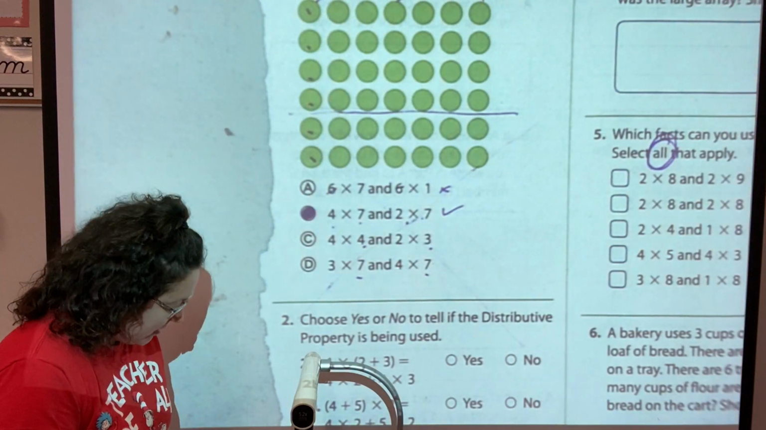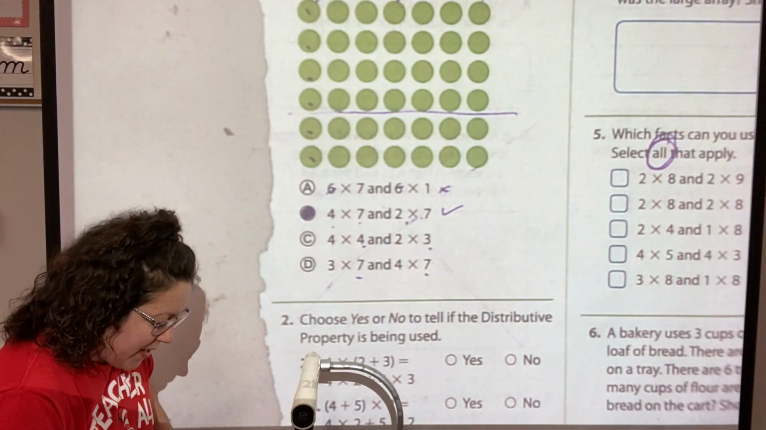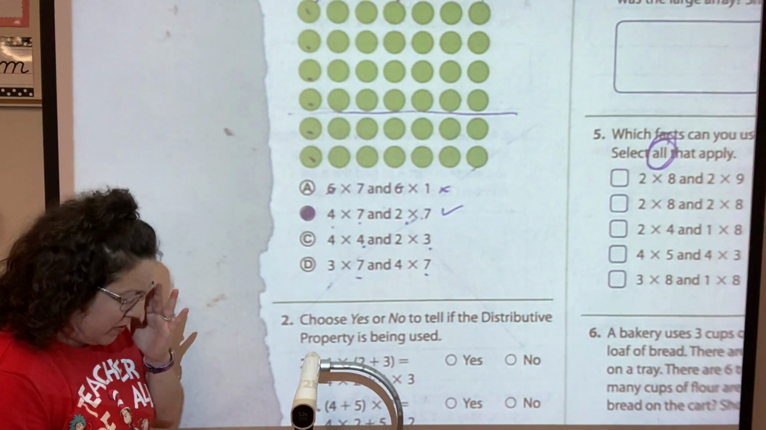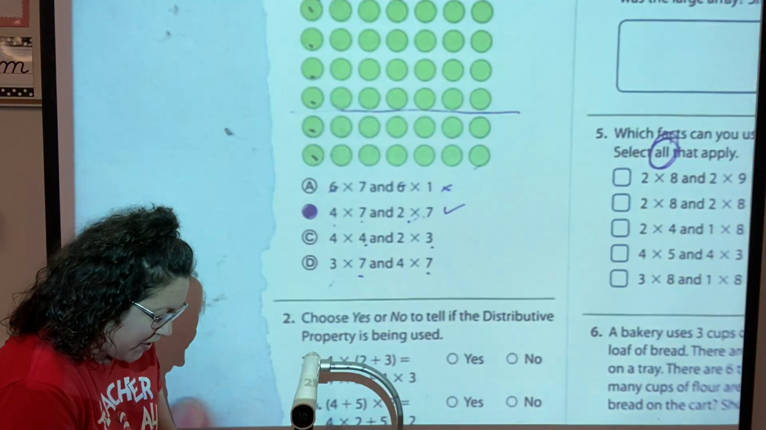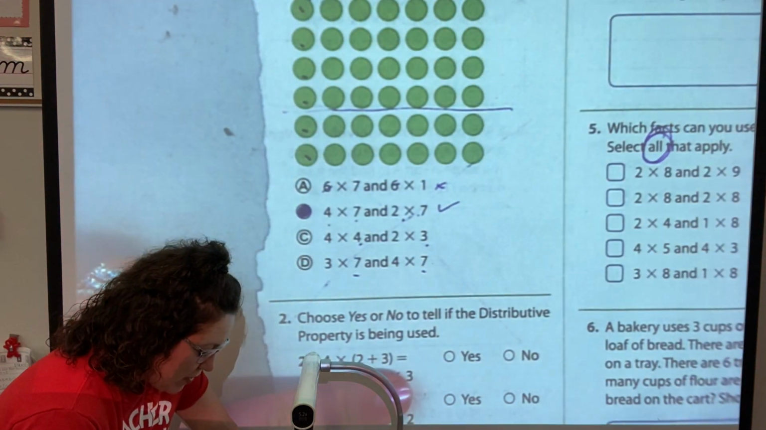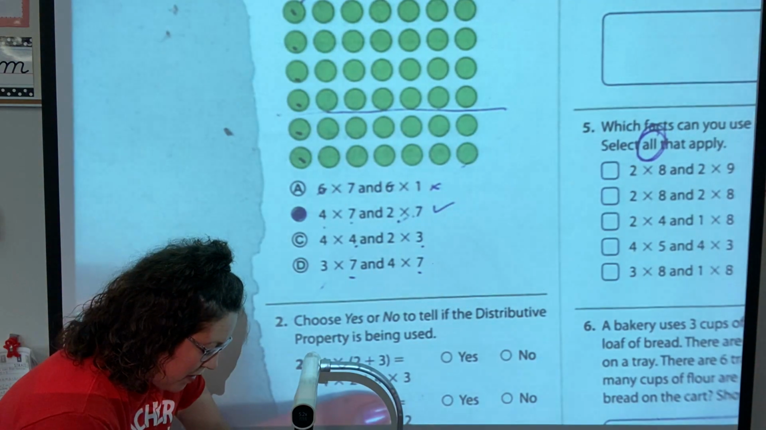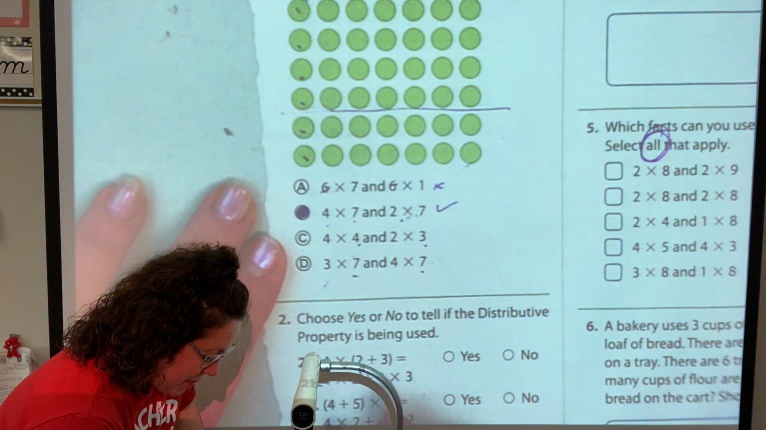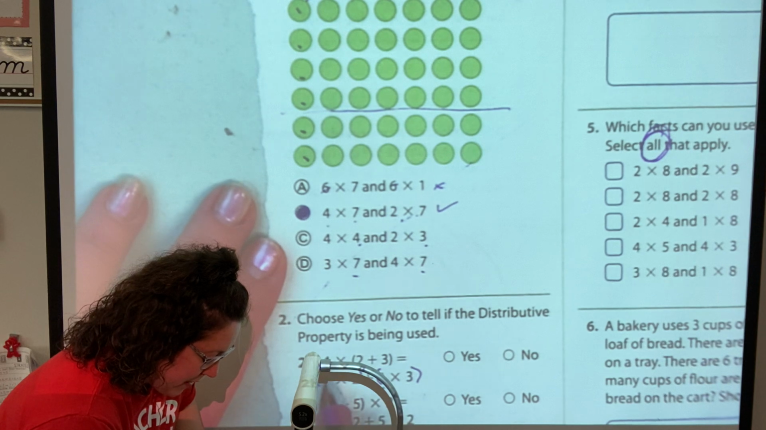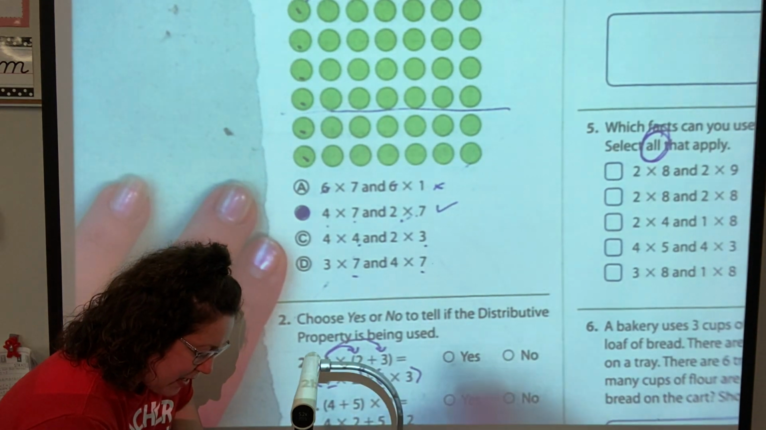All right, let's look at number 2. Choose yes or no to tell if the distributive property is used. Okay, so we have to answer each one. Is the distributive property used? 4 times 2 plus 3. So here we have our, I wish they had the parentheses here. Here's our 4, and 4 is times 2, and 4 is times 3. So that's a yes.